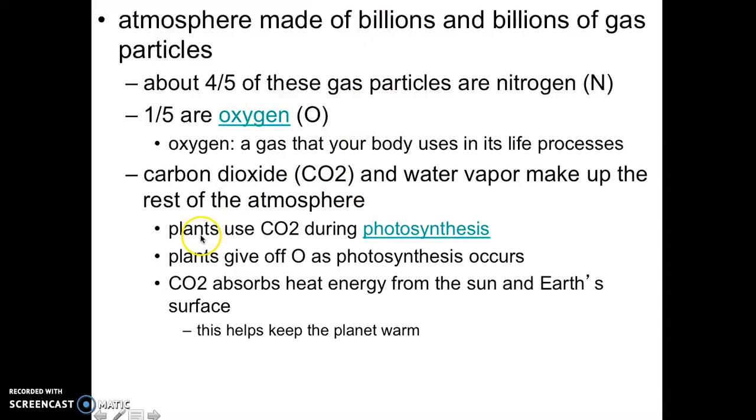Carbon dioxide and water vapor make up the rest of the Earth's atmosphere. Plants use CO2, carbon dioxide, during photosynthesis, and at that time, plants give off oxygen, which is what we breathe. So when we breathe in oxygen, we breathe out carbon dioxide, and then the plants, as plants can do, not the same as humans, breathe in the carbon dioxide and release oxygen. So it's a nice cycle. CO2 also absorbs the heat energy from the sun and into the Earth's surface. And that's what helps keep the planet warm.